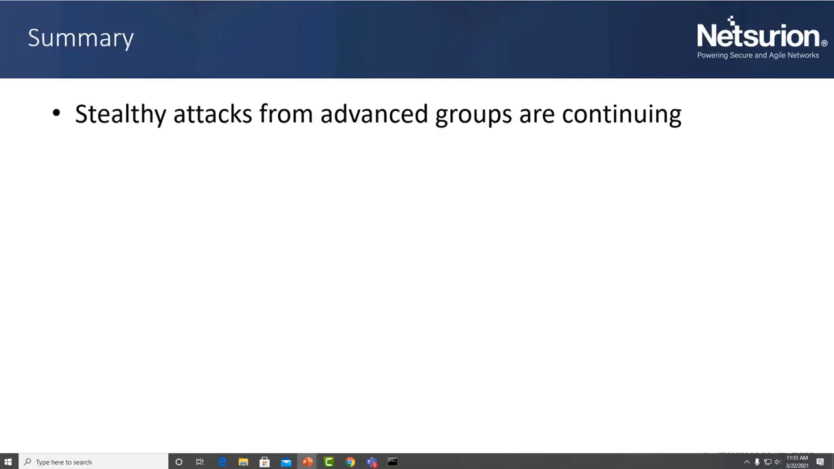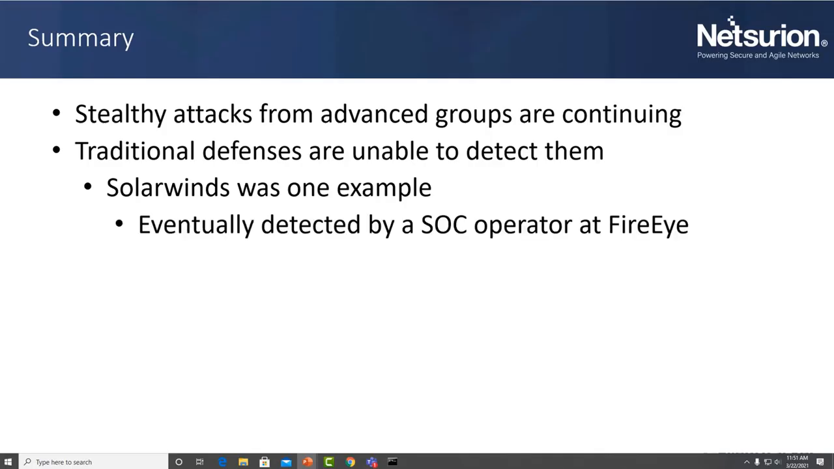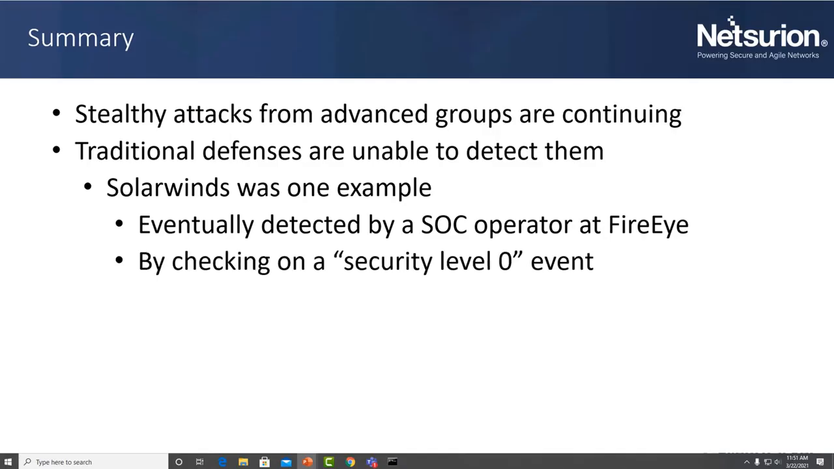So in summary, stealthy attacks from advanced groups continue, and the traditional defenses that you have are unable to really detect them. It was only December that we saw the example of SolarWinds, where a supply chain was compromised, and all of the endpoint protection was really unequal to the task. It was eventually detected by a human who was very inquisitive, checked on a security level 0 event, somebody registering a second phone for two-factor authentication, happened to call them and say, "Do you have a new phone?" And the guy said no. And that one thing led to another, but no amount of defenses were able to catch it.